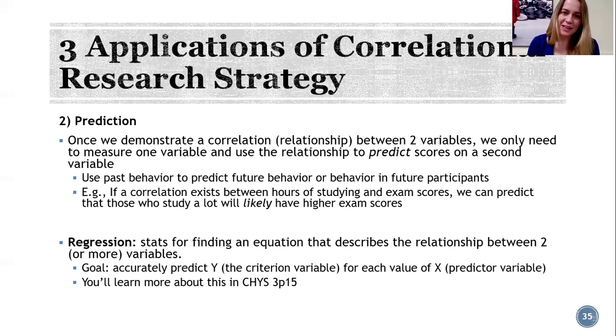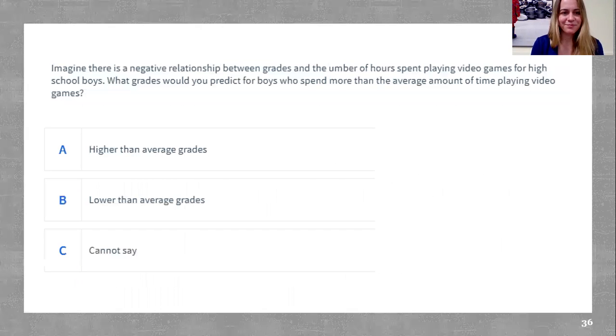And in 3P15, you'll be learning about regression, which makes use of these correlational strategies in a slightly different way in order for us to really make those predictions, and it creates an equation that describes the relationship between multiple variables, allowing us to determine whether scores in one variable can be predicted from scores in another variable. So stay tuned, you'll learn more about that next year.